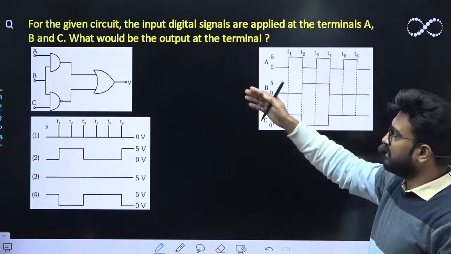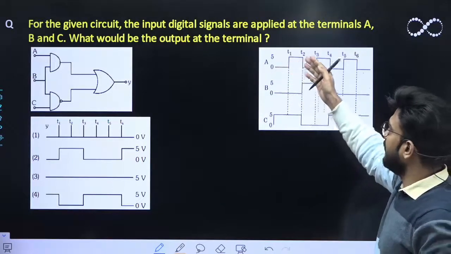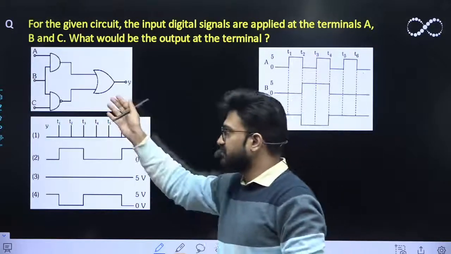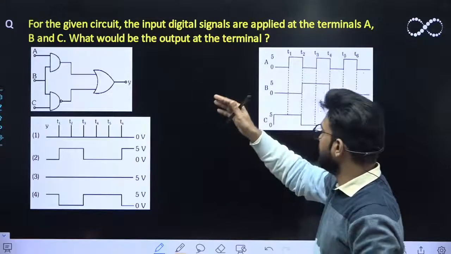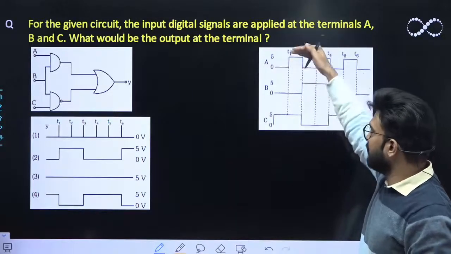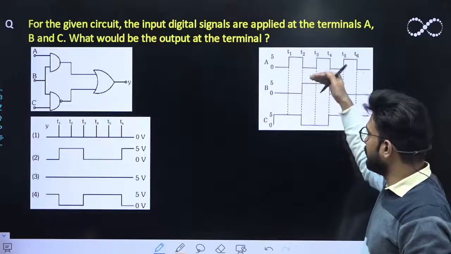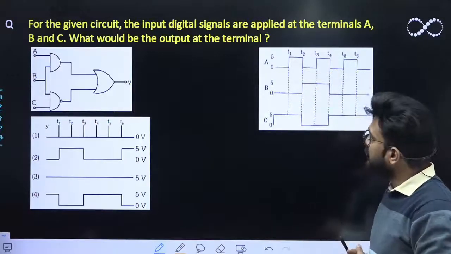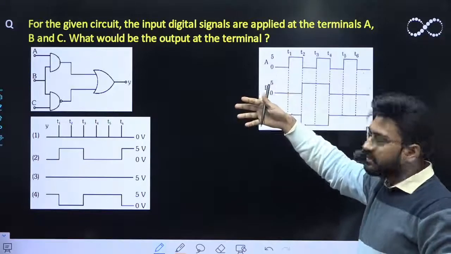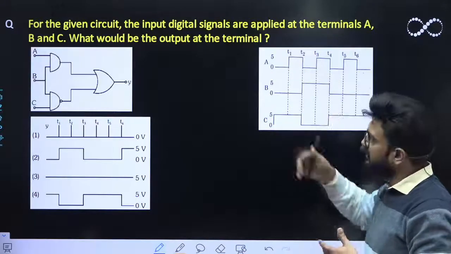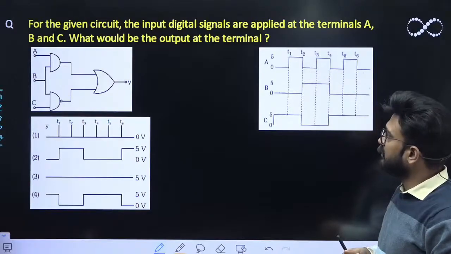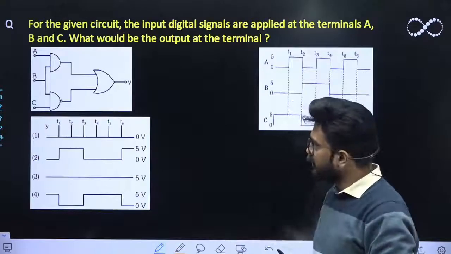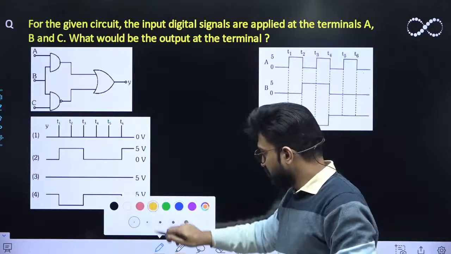Question says, for a given circuit, the input digital signals are applied at the terminals A, B and C. So these are the logic gates which have been given to you, and the input signal can be 0 and 5, it can be 0, 0, 5, and it can be 5 and 5 and so on, 5 and 0. Okay, so that means if it is 0, no signal is there, and if it is 5, signal is there. Okay, so what would be the output signal from out of these four options that you need to choose? Okay, so we'll be doing it one by one.